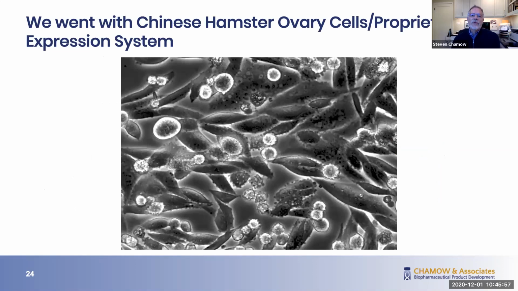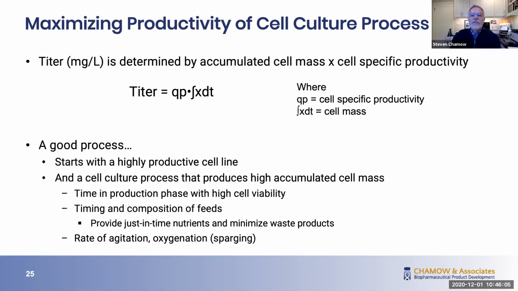So back to this case study. For this project, we went with Chinese hamster ovary cells and a proprietary expression system. In order to maximize the productivity of the cell culture process, the development focused on a number of factors. As you know, the titer of a process is determined by the accumulated cell mass times the cell-specific productivity, which is defined by the equation shown here, where QP is the cell-specific productivity and the integral of x dt is the cell mass. We multiply those together in order to get the titer.